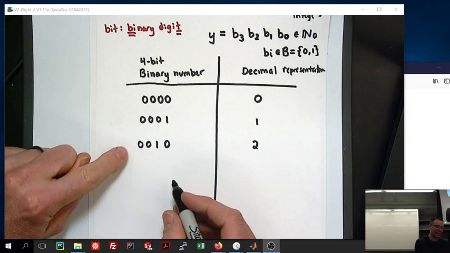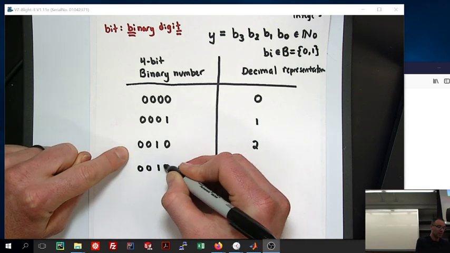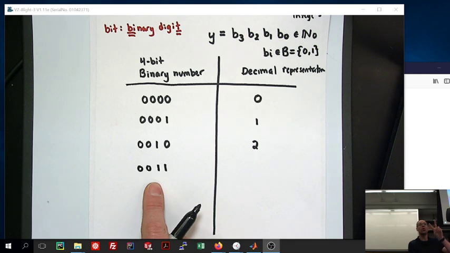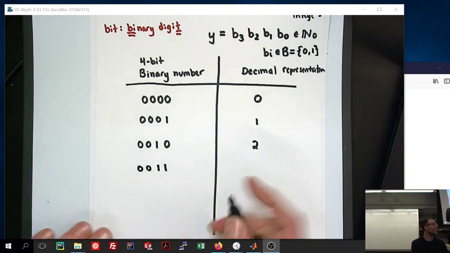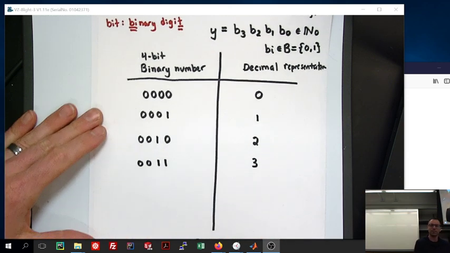All right, so what's next? 0, 0, 1, 1. Okay. What does the 0011 mean? It means take 1, 2, and 1, 1. When I combine a 2 and a 1, what do I get? A 3. Okay. What's next?